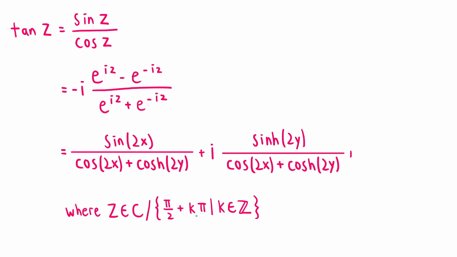And it's only defined when z is not equal to pi over 2 plus k pi for all integer values of k.